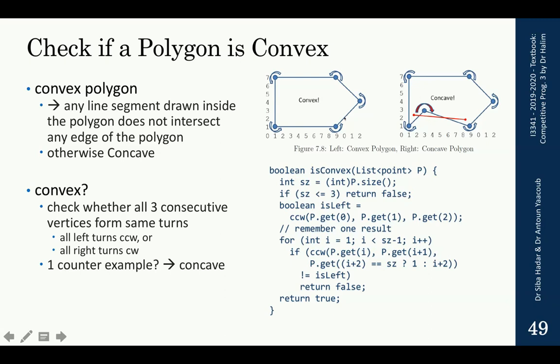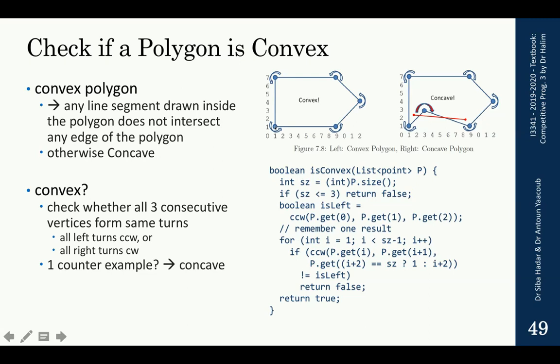So we are not, of course, going to draw each 2-point line segment and test whether it crosses any of the edges or not. There is a very simple way to accomplish this. How can we check whether a polygon is convex or not? We check whether all 3 consecutive vertices form the same turn. What does it mean to form the same turn? We check whether all 3 consecutive vertices form a left turn, or all 3 consecutive vertices form a right turn. How do I do that?